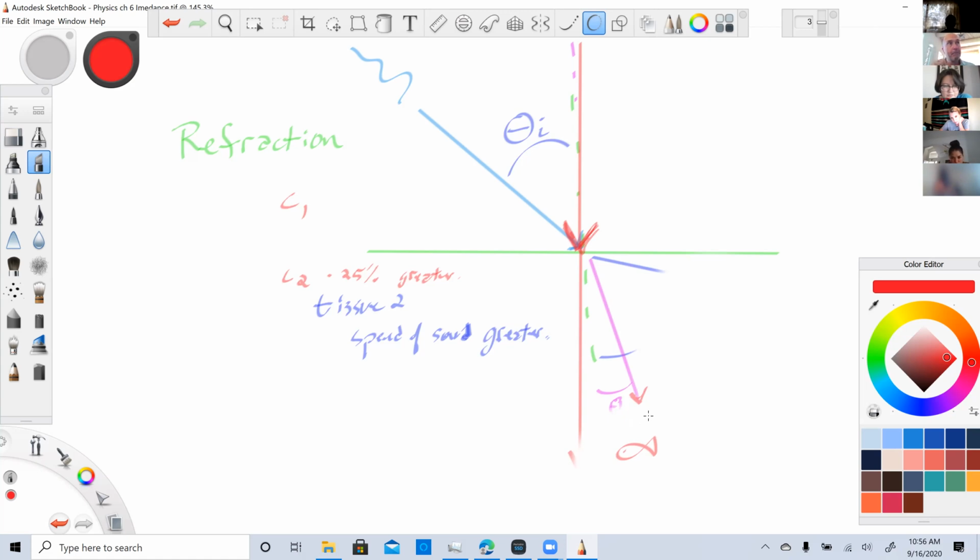Would it be easier to visualize this if we were talking about a straw in a glass of water? It might be. Well, yeah, there's actually a picture in your book with a pencil and a glass of water. Does the same thing.